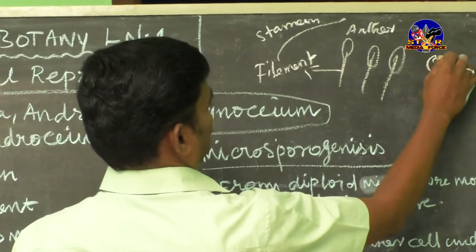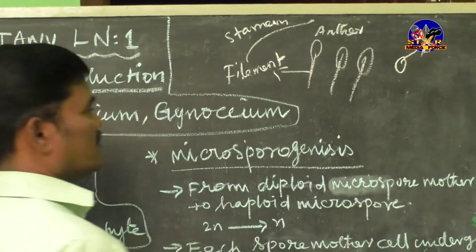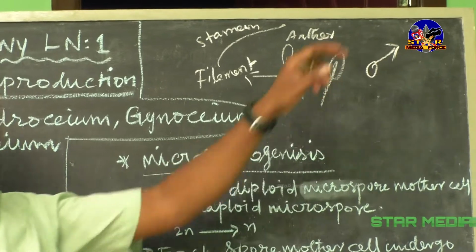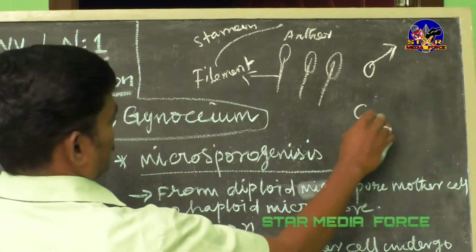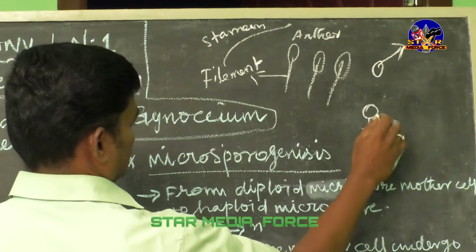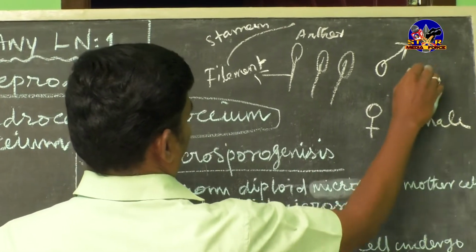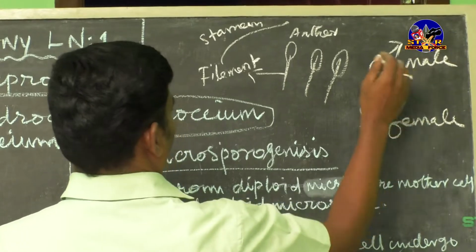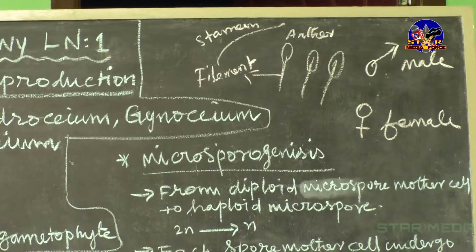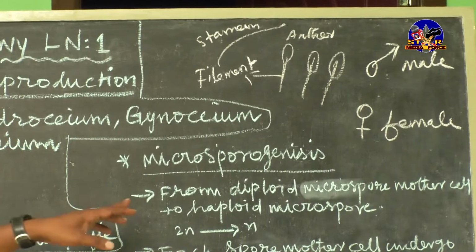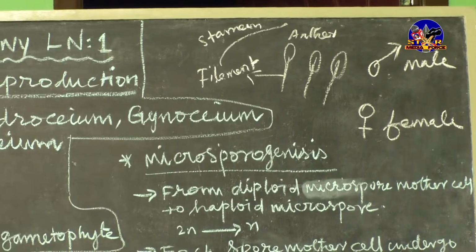If you see the male part, this is the symbol of male. Another symbol is this, which is female. This is the male symbol. The male part is the stamen or androecium, and the female part is called gynoecium.